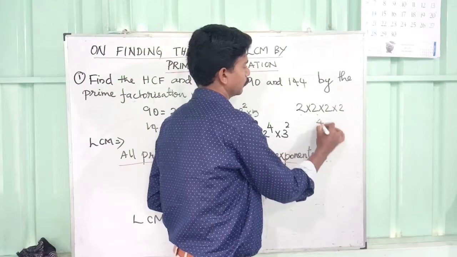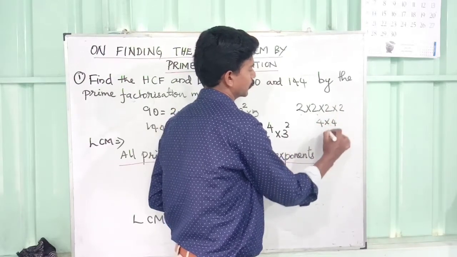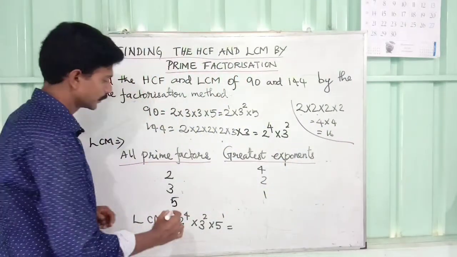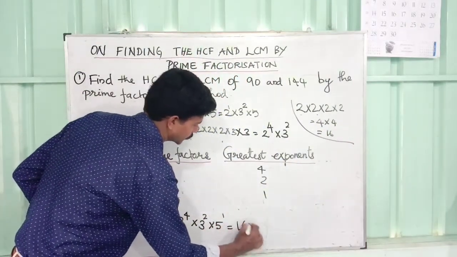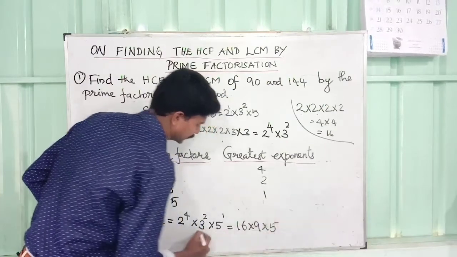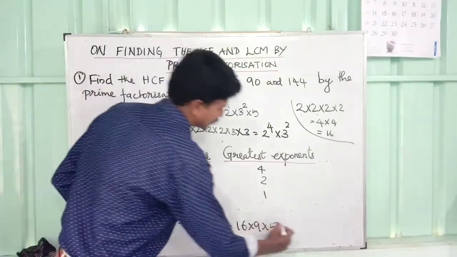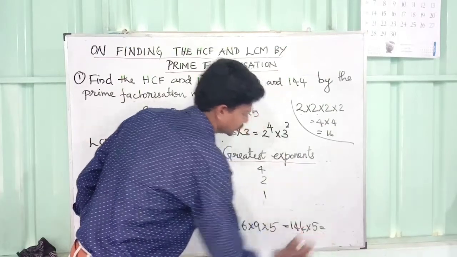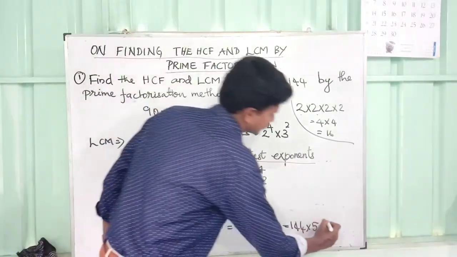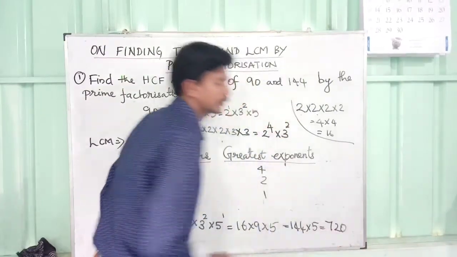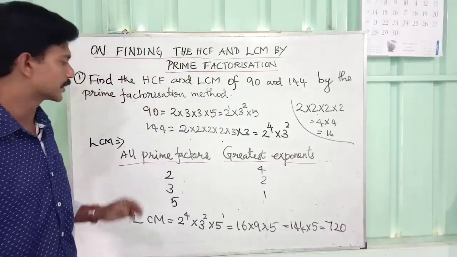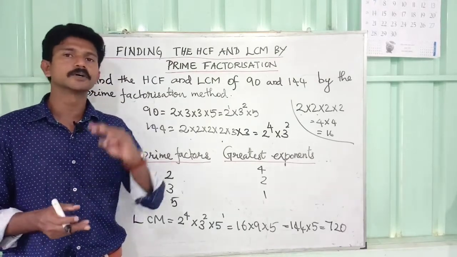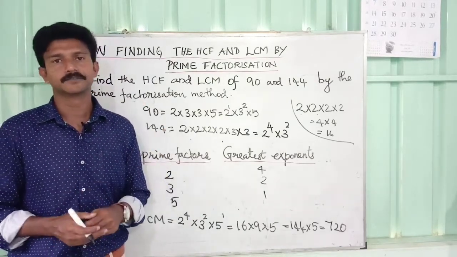So 2 twos are 4, 2 twos are 4. So 4 into 4 we get 16. So 16 into 9 into 5. 3 square is 9. So 16 into 9 is 144, into 5, which is equal to 720. If you multiply, you get the answer 720. So 720 is the LCM. So we've found both the LCM and the HCF now.